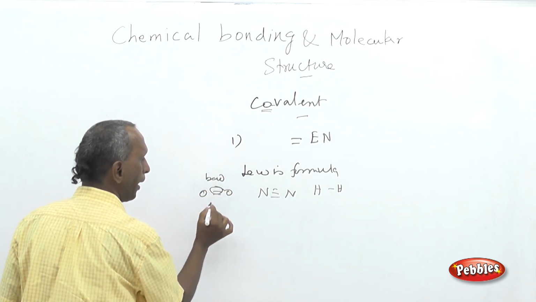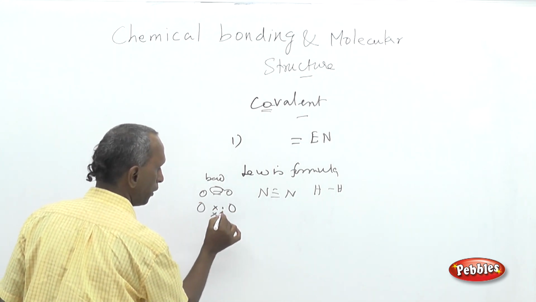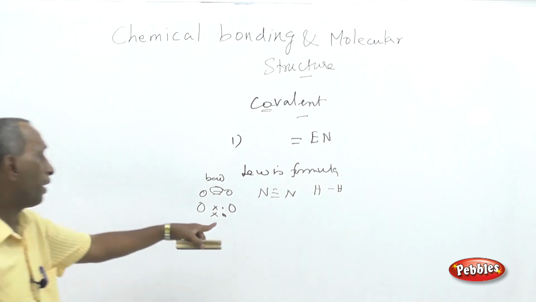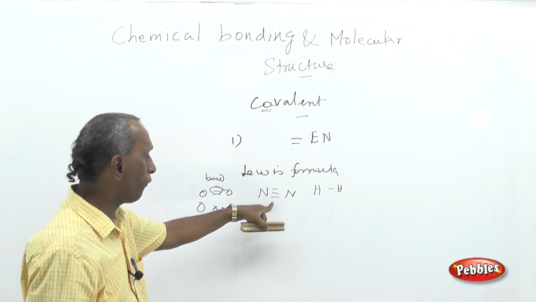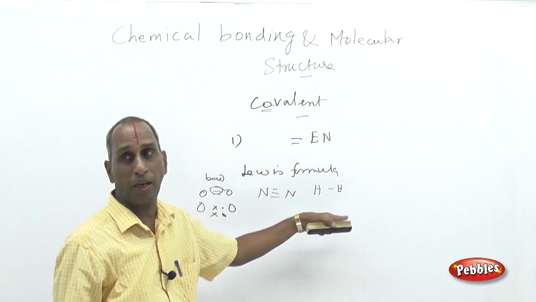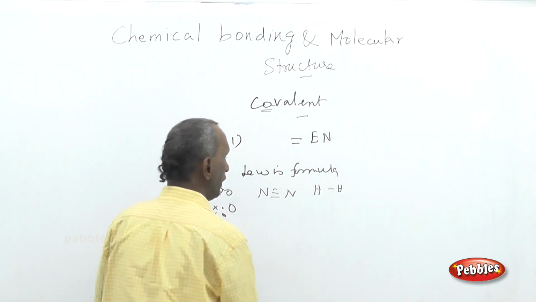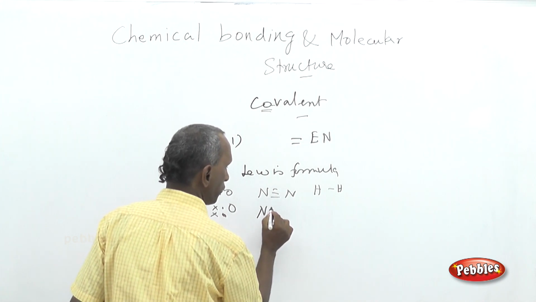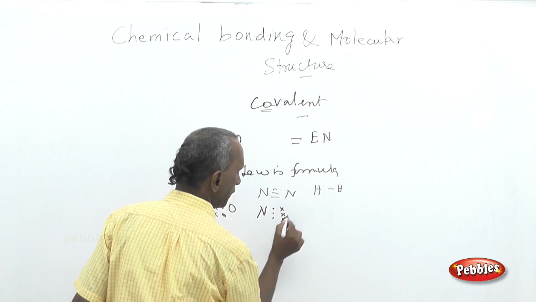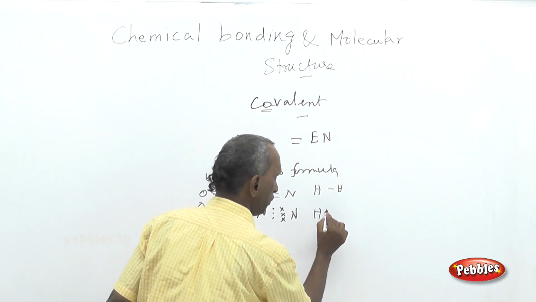It refers to a pair of electrons, one electron coming from each atom. So there are a pair of electrons from oxygen, a pair of electrons from another oxygen atom. Similarly, three pairs of electrons from each nitrogen atom, and only one pair of electrons existing between hydrogen. That is to be noted. This is called the Lewis electron dot formula. Electron dot formula means dots and crosses are used to represent the electrons between 2 atoms. So this is to be noted.